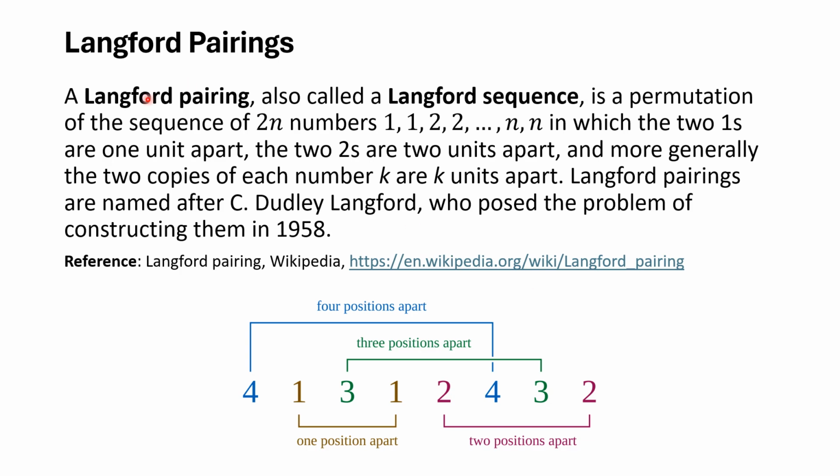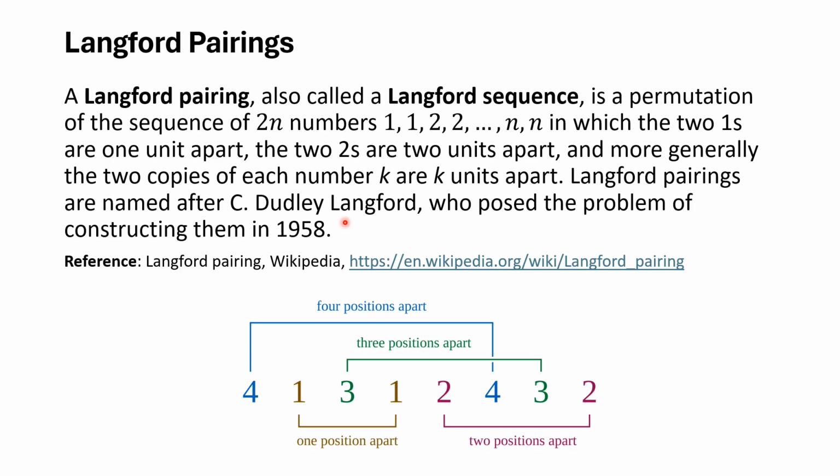But let me just read a little bit of what I took out of the Wikipedia article. These are called Langford pairings, named after Dudley Langford. Also called a Langford sequence, it is a permutation of 2n numbers, where you have 2 1s, 2 2s, whatever you want to go up to, 2 n's. We went up to 3 and then 4, in which the 2 1s are 1 unit apart, the 2 2s are 2 units apart, and more generally 2 copies of each number k are k units apart. And he first posed this problem in 1958, the year of my birth, actually, although I've only known about this recently.